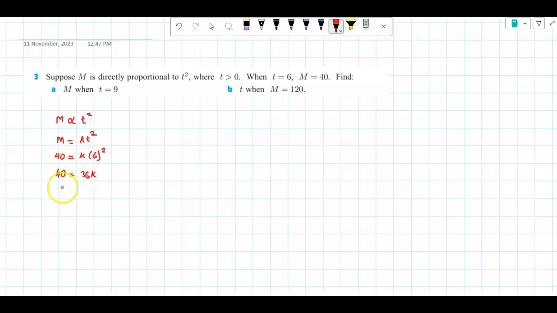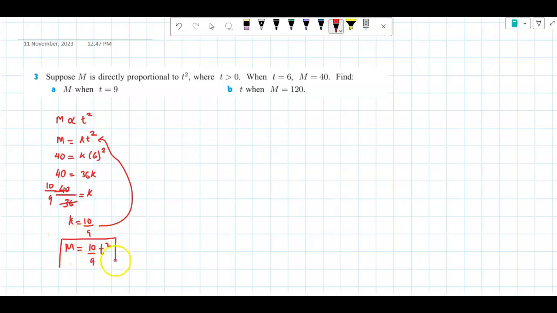36K. So 40 over 36 is equal to K. You leave it as a fraction. 1.1. No, don't do 1.1. 4 ones are 4, 4 nines are 36. Leave it as a fraction. So K is equal to what? 10 over 9. So that means my M, now put the value of K back in this equation. So M is equal to what? 10 over 9 T square. So this is my equation.